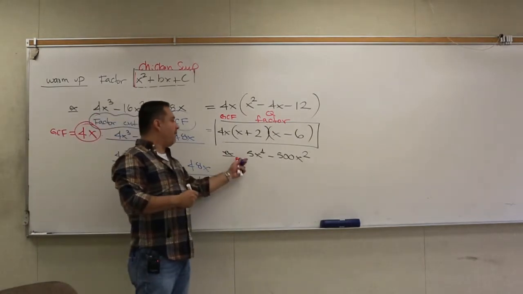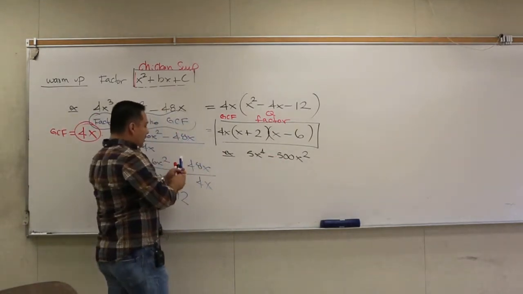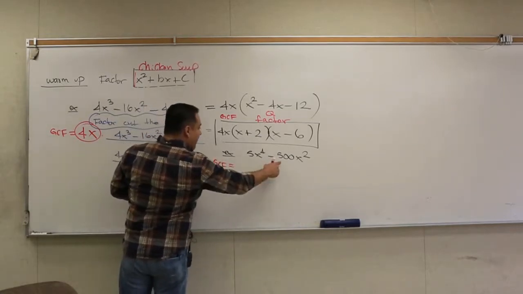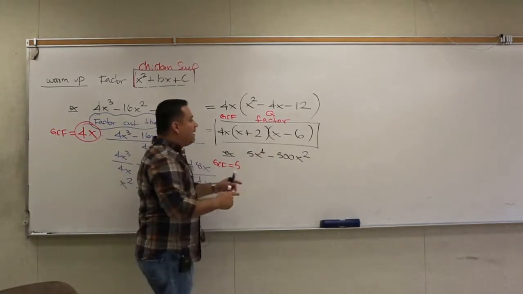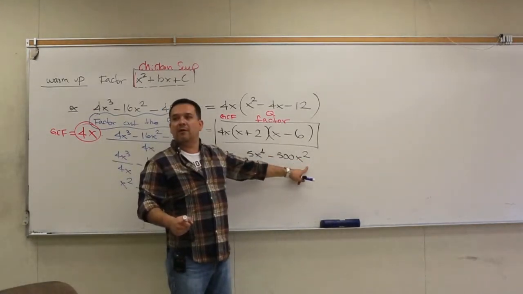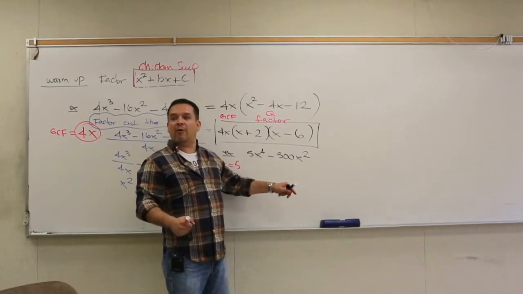What's the greatest common factor of 5x to the fourth and 500x squared? Good. Greatest common factor, 5 and 500 is 5, x to the fourth and x to the second power. What is it, Elisa? X to what power? What's smaller, 4 or 2?